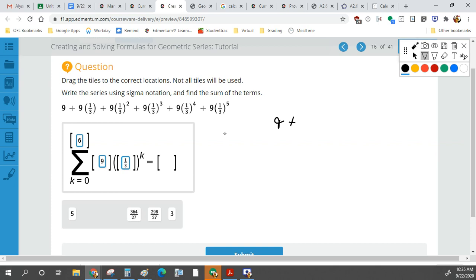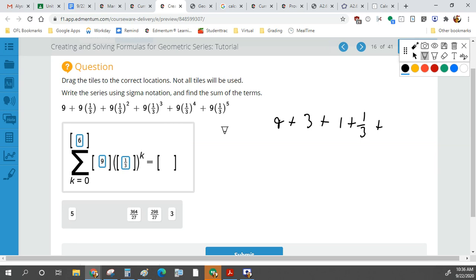9 divided by 3 is 3. 3 divided by 3 is 1. So just remember what a geometric series is. We're always multiplying or dividing by the same number. I said multiplying, but multiplying by 1/3 is the same thing as dividing by 3. Our next answer is 1/3. Our next answer is, how many terms do we have?